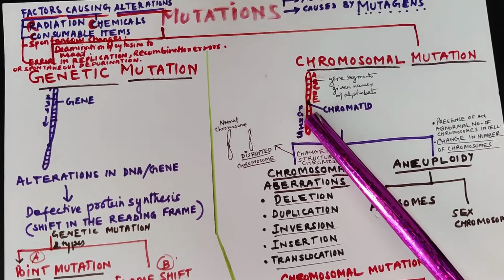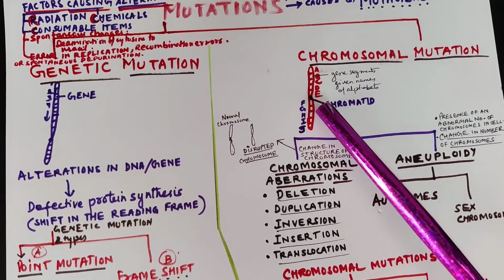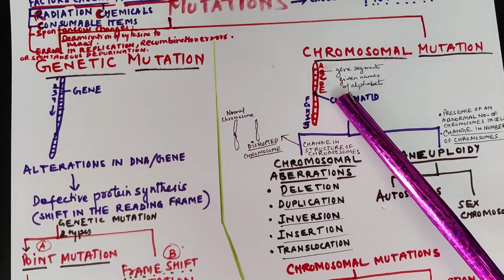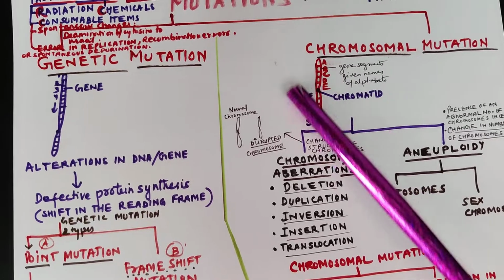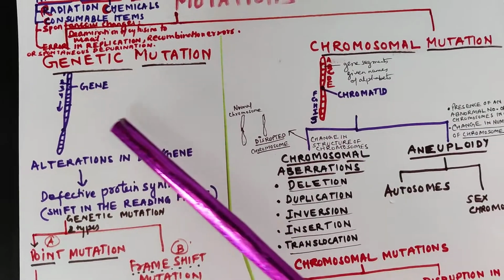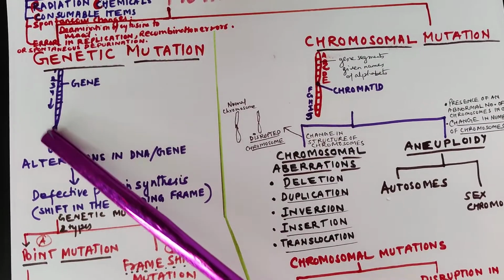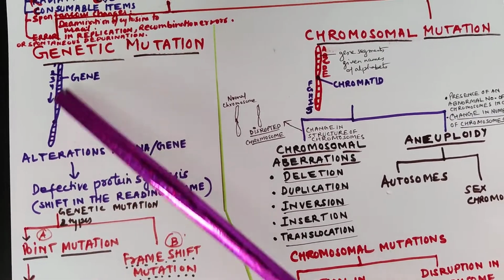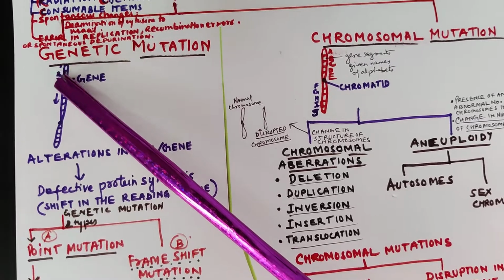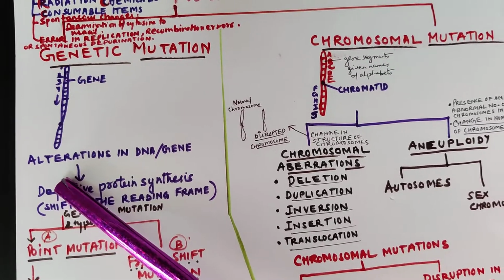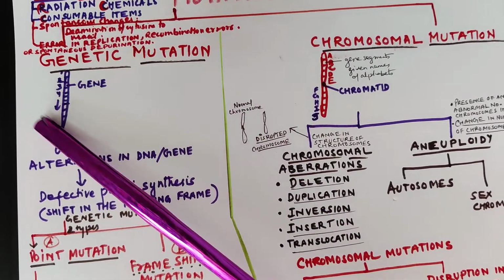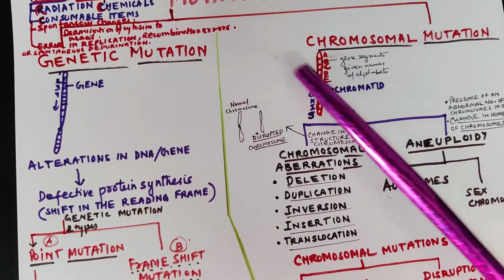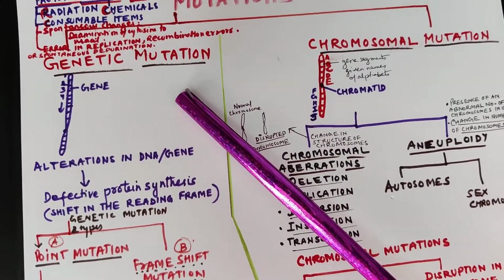Chromatids are always made up of gene segments and they are given some names. In this diagram we have given alphabets, and in this diagram we have given numbers. These are also gene segments of another chromosome, which are given numbers 1, 2, 3, 4 and further on we can give more. Any change in the gene is called genetic mutation.